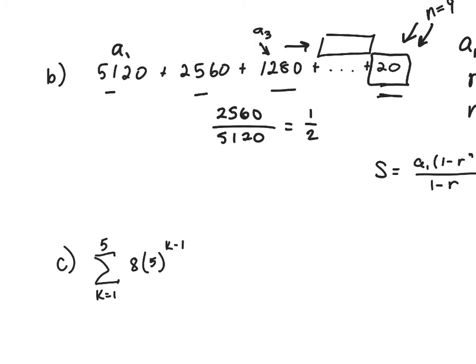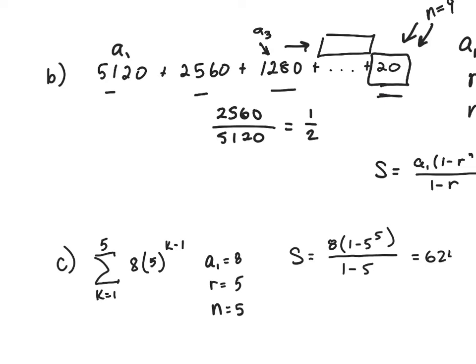But if it's given like this, then we know that the first term is 8, the common ratio is 5, and we are adding 5 terms. So then we would use the partial sum formula and run it into your calculator, and we would get 6,248.